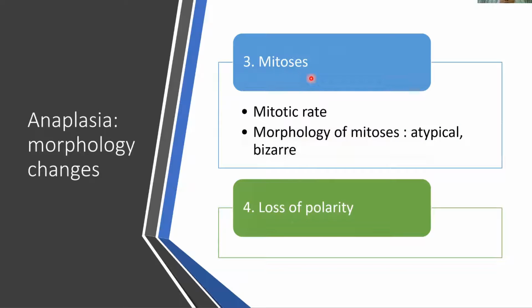The third criterion is mitosis. For both benign and malignant tumor, we can see mitosis. Mitosis doesn't mean it's malignant, but for malignant tumor, the mitosis rate is increased. And also we can see the morphology of mitosis is atypical and bizarre, unlike in the benign tumor, where the mitosis is normal. So we need to know what's the normal shape of mitosis and what are the abnormal shapes of mitosis. Loss of polarity means the arrangement of the cells is haphazard.